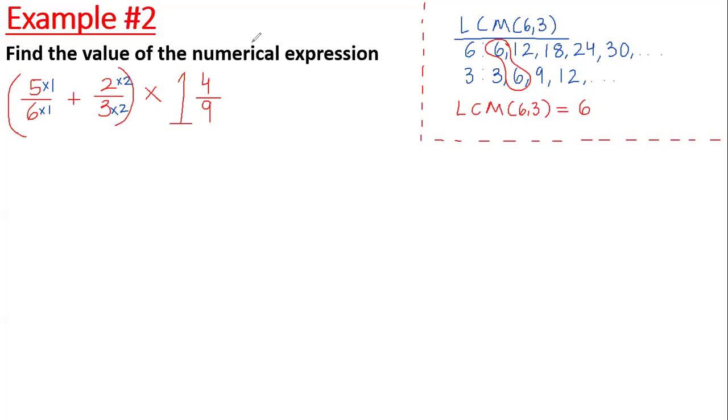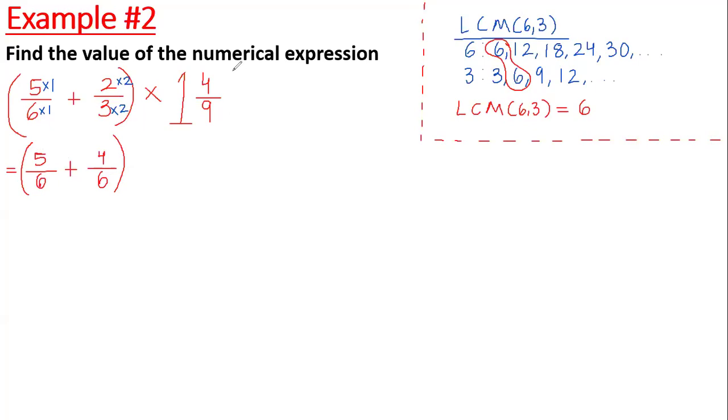And so we have, let's go ahead, 5 times 1 is going to be 5 all over 6 times 1, which is 6. It's going to be equal to plus 2 times 2, which is 4, 4 all over 3 times 2, which is 6. Good. We're going to keep this in the thing.